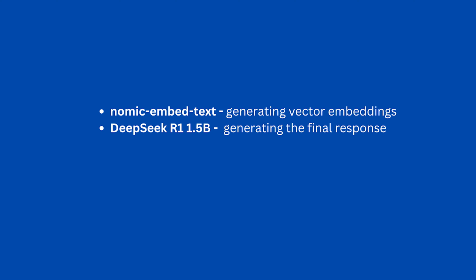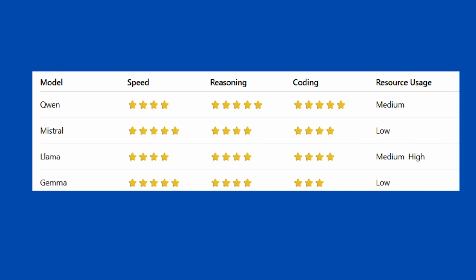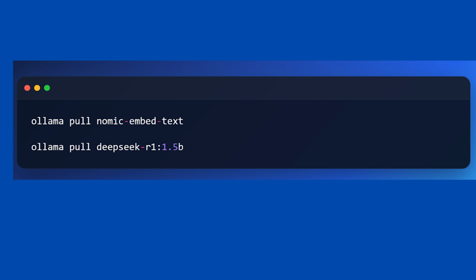Download the required models. In this application, I am using two different models. Nomic Embed Text for generating vector embeddings, and DeepSeek R1 1.5b for generating the final response. You are not limited to these models. You can also try alternatives such as Qwen, Mistral, Llama, etc. To download these models, run this command.